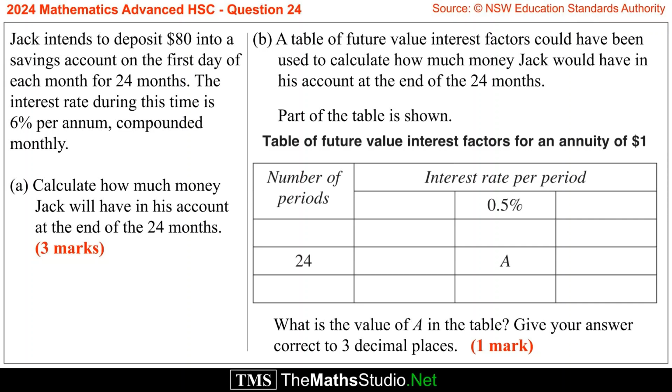Question 24. Jack intends to deposit $80 into a savings account on the first day of each month for 24 months. The interest rate during this time is 6% per annum, compounded monthly. Part A. Calculate how much money Jack will have in his account at the end of 24 months.